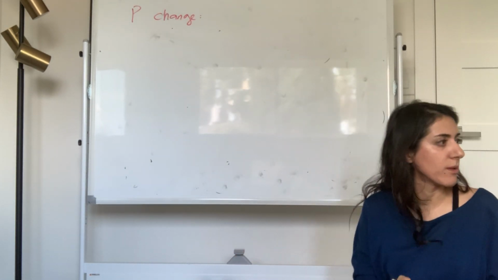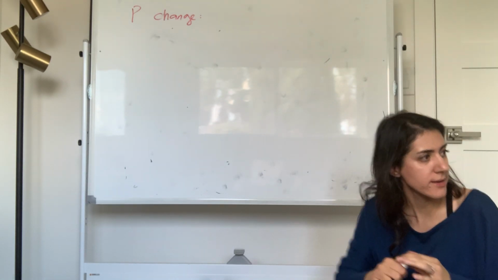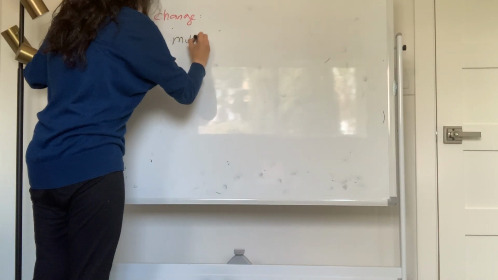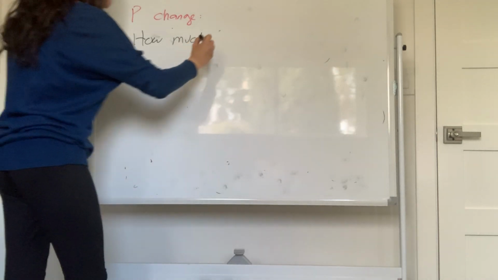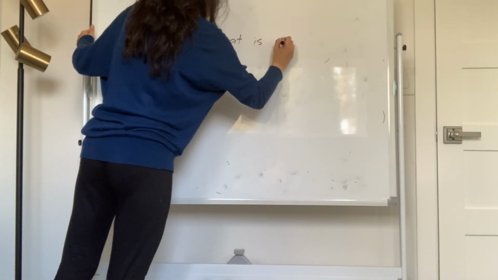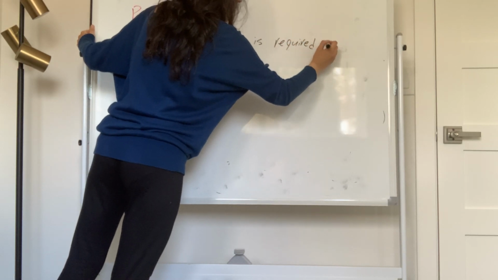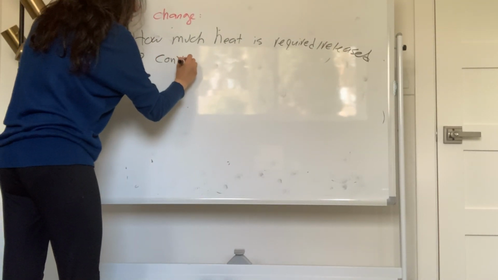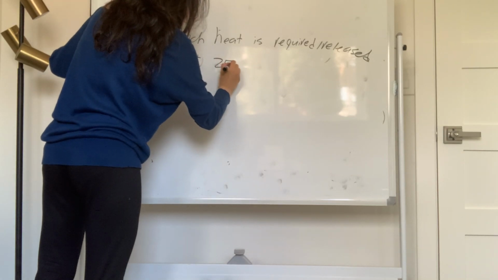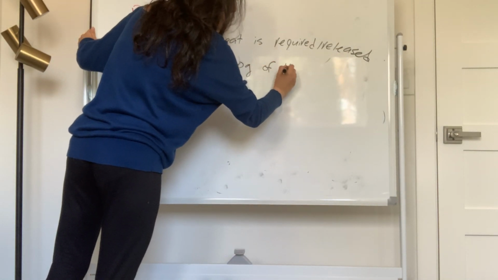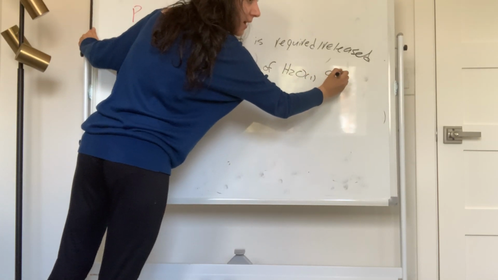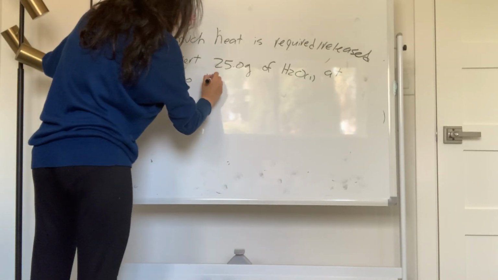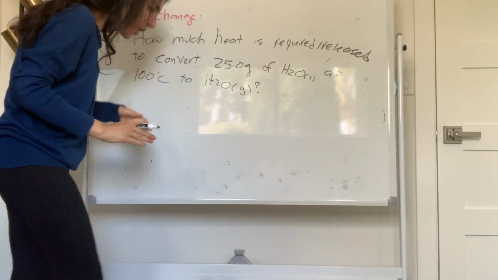Okay, here's my problem. How much heat, which is energy, is required or released to convert 25.0 grams of H2O liquid at 100 degrees to H2O gas.